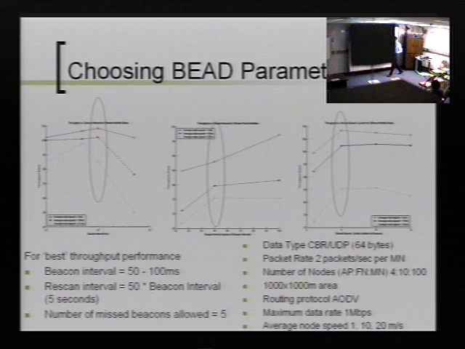Basically, just to summarize these results, because this is more to decide which parameters we should use for our main distributed algorithm simulation: a beacon interval of about 50 to 100 milliseconds, a missed beacon counter of 5, and a rescan interval of 5 seconds. These were found to be the best regions to operate in. Basically, in all our main simulations for the distributed algorithm, these are the parameters that we use.